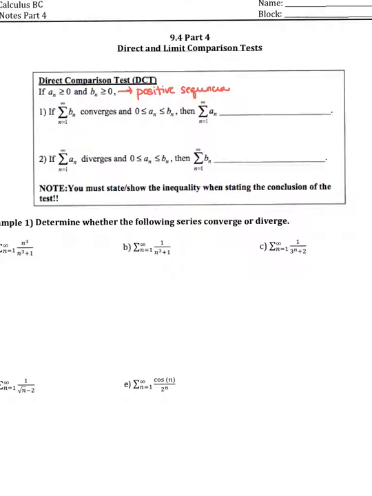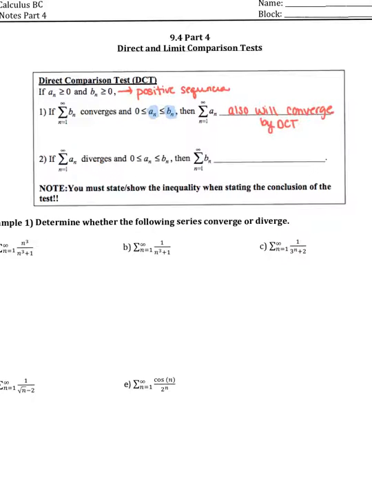If the series from n equals 1 to infinity of b sub n converges and 0 is less than or equal to a sub n is less than or equal to b sub n, then you know that the series from 1 to infinity of a sub n will also converge by direct comparison test. So notice this is saying if you have a series and the bigger one converges, then you know the smaller one's going to converge as well.